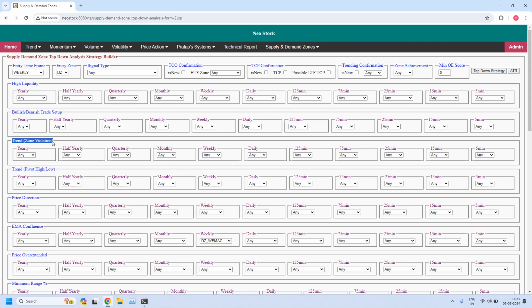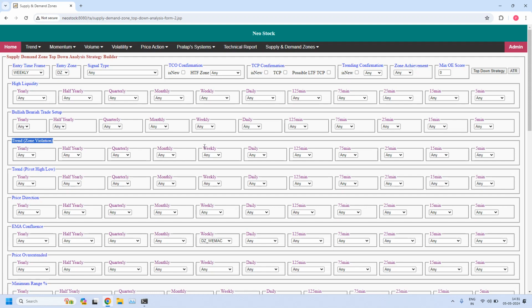The zone violation trend I am giving first preference. In case the list is very big, then our pivot trend, that is higher high, higher low, lower high, lower low, that trend also we will select. If stocks match both these trends, if the list is big. If the list is small, let us limit to the zone violation trend.